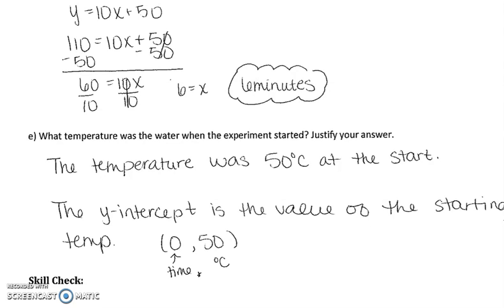The y-intercept is the value of the starting temperature, so (0, 50). 0 is the beginning of the time of the experiment. Okay, I think that's everything we're going to go over for bell work right now.